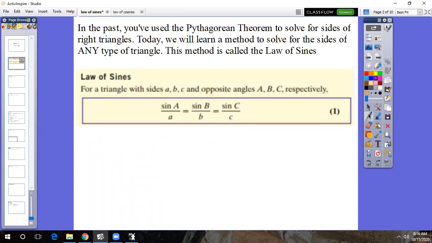So in the past, we used the Pythagorean theorem to solve for sides of right triangles, and we also used trig ratios to solve for angles in right triangles. So today we're going to learn a method to solve for sides and angles of any type of triangle, and this method is the law of sines.